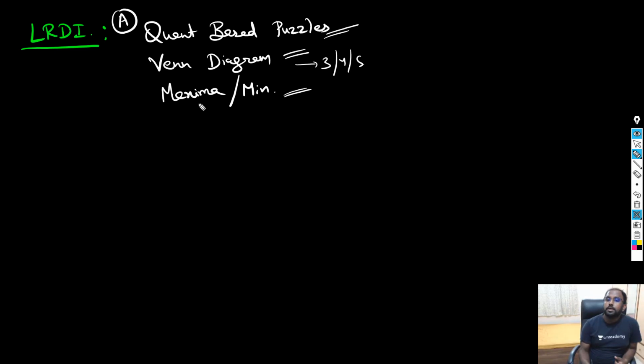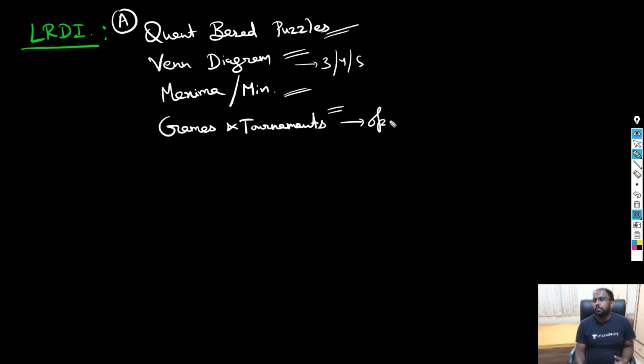After maxima minima, you can jump to games and tournaments. Again, a very important, very logical chapter. Questions are asked continuously from this. It's a very open-ended chapter. You can have questions from any game. It could be cricket, hockey, rugby, or IPL, which is going on, so you can form a set on IPL. You just need to solve a lot of sets.